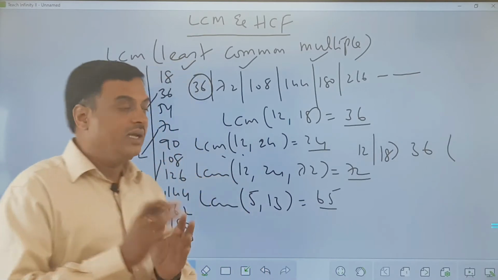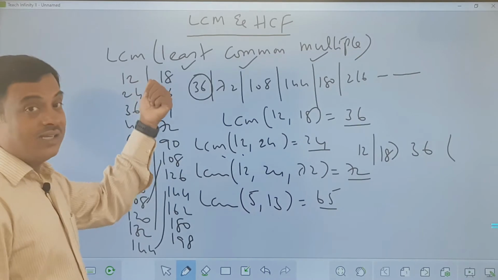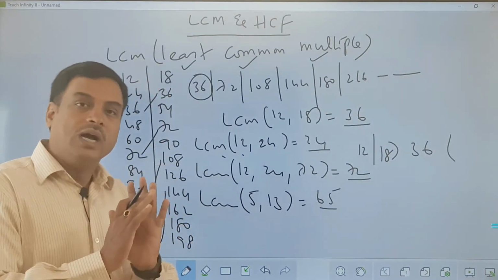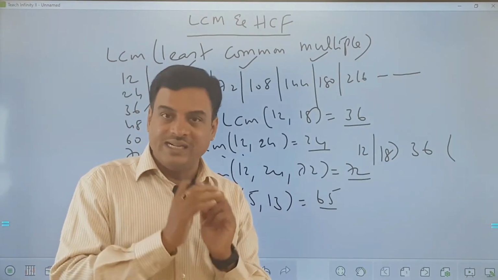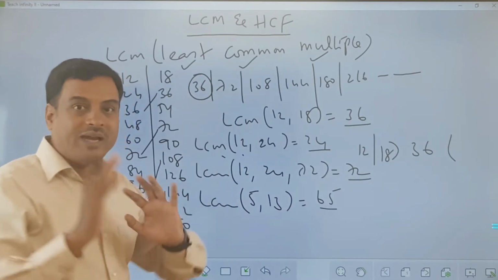Please understand that way. I can show you methods to find LCM. Please do not consider this as the method to find LCM. This is not the method to find LCM. This is only to understand what is LCM, how we find LCM, what is the full form of LCM and all that.